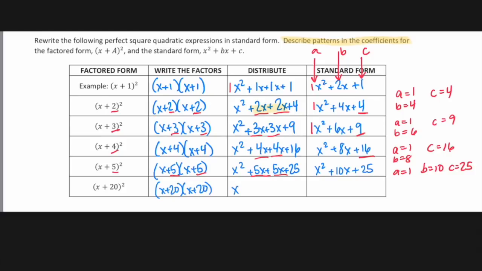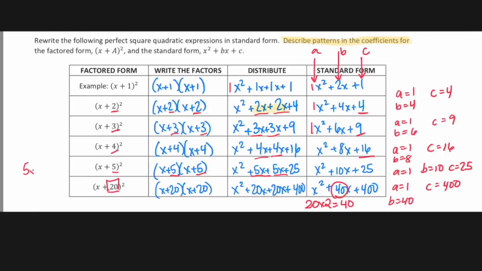But what I want to start looking at right now is also any patterns with B, the values in the middle. And one of the things that I'm noticing is that they are also connected to your factors and to your perfect square. So right now I'm doing x plus 20 squared, and I'm noticing my C is 400. So the root of that is 20, of course. But I also notice that if I were to multiply 20 times 2, I would get 40. And I wonder if that works for all the other problems as well.